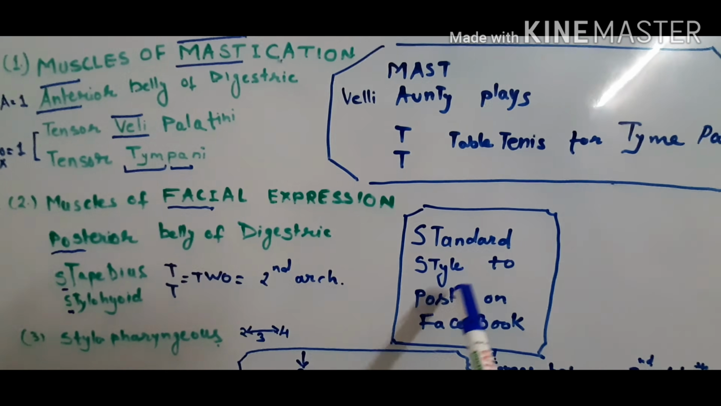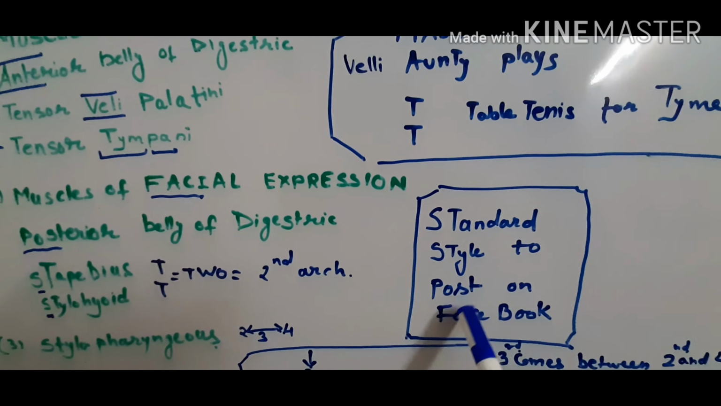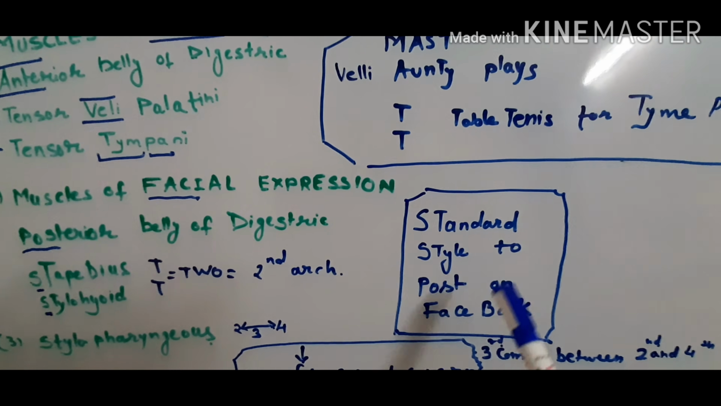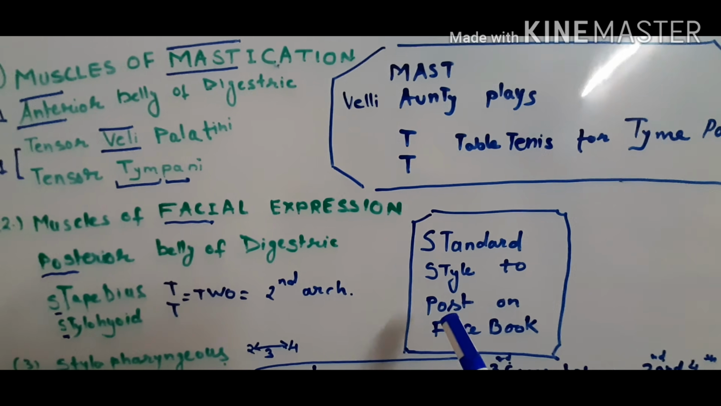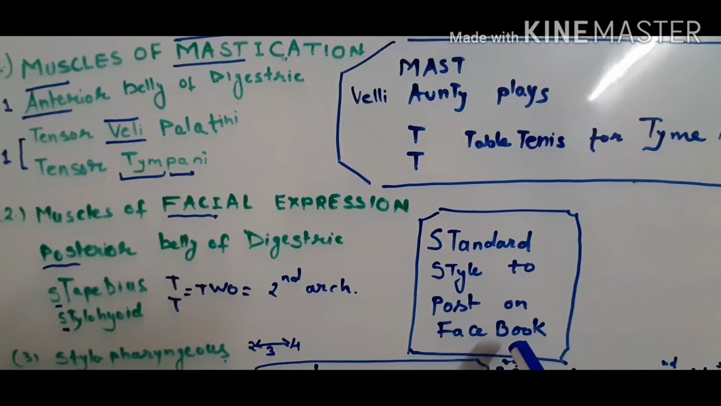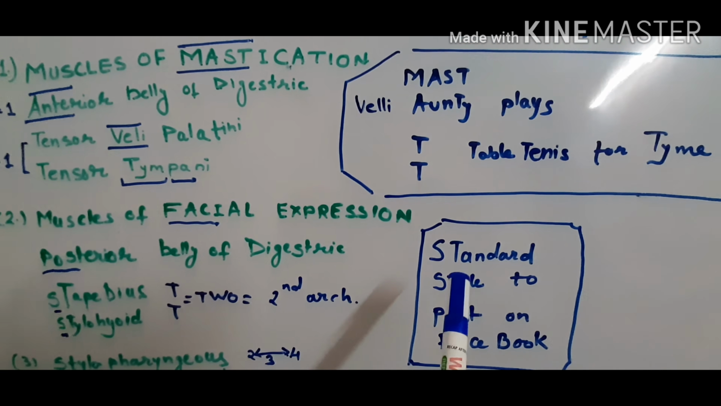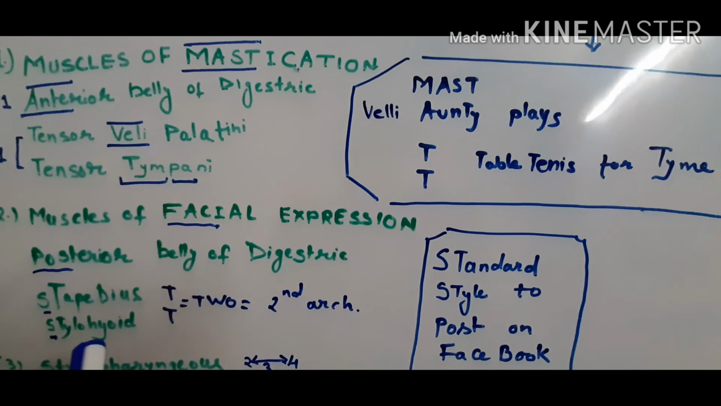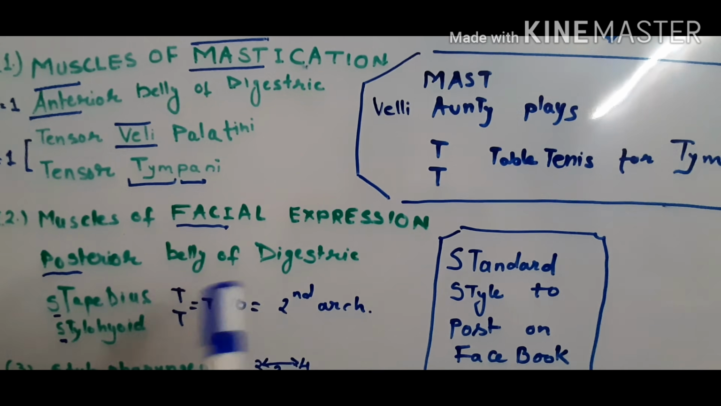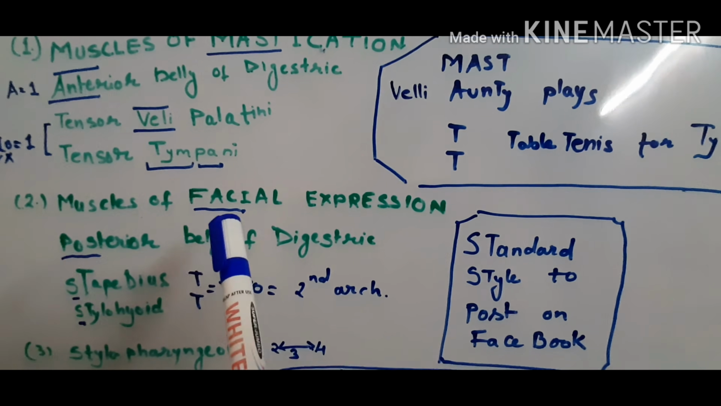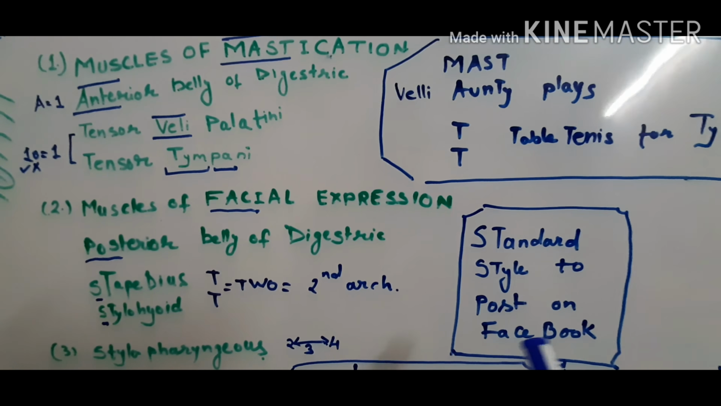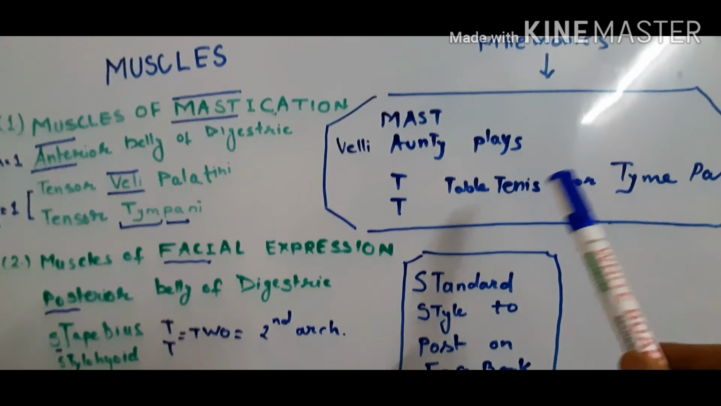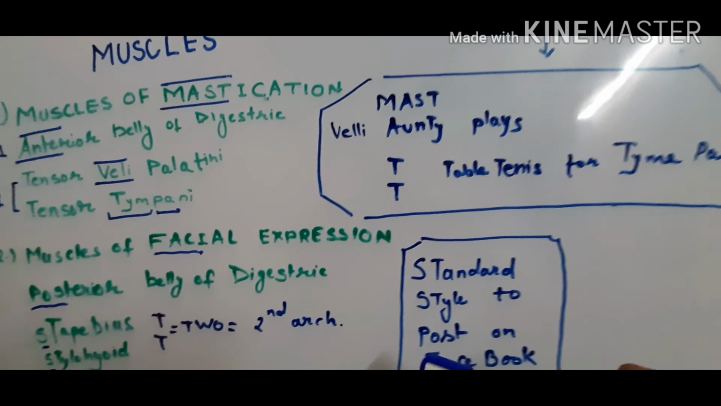And for the mnemonic thing, standard style to post on Facebook. So when we post a DP or new picture, we take the standard picture in style and then we post on FB or on any other social platform. So standard means stapedius we have taken standard, stylohyoid we have taken style, then posterior we have taken post, and facial we have taken Facebook. Standard style to post on Facebook. Suppose this must auntie will play table tennis in style and standard form, and she will post her pic on Facebook.